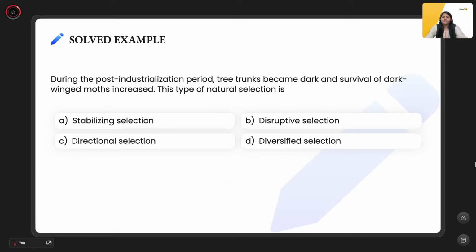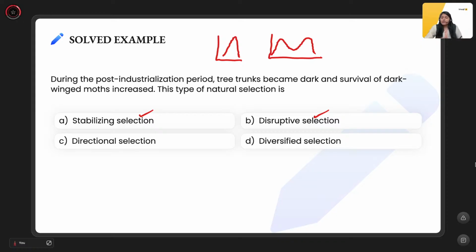Moving on to the next question. During the post industrialization period, tree trunks became dark and survival of dark winged moths increased. This type of natural selection is... see children, there are three types of natural selection. One is stabilizing selection. In stabilizing selection, the graph is a little steep in the middle. Why? Because the mean value is selected, but the extreme values are discarded. Okay, in disruptive selection, two peaks are formed. Why? Because both extreme values are selected whereas the mean value is discarded.